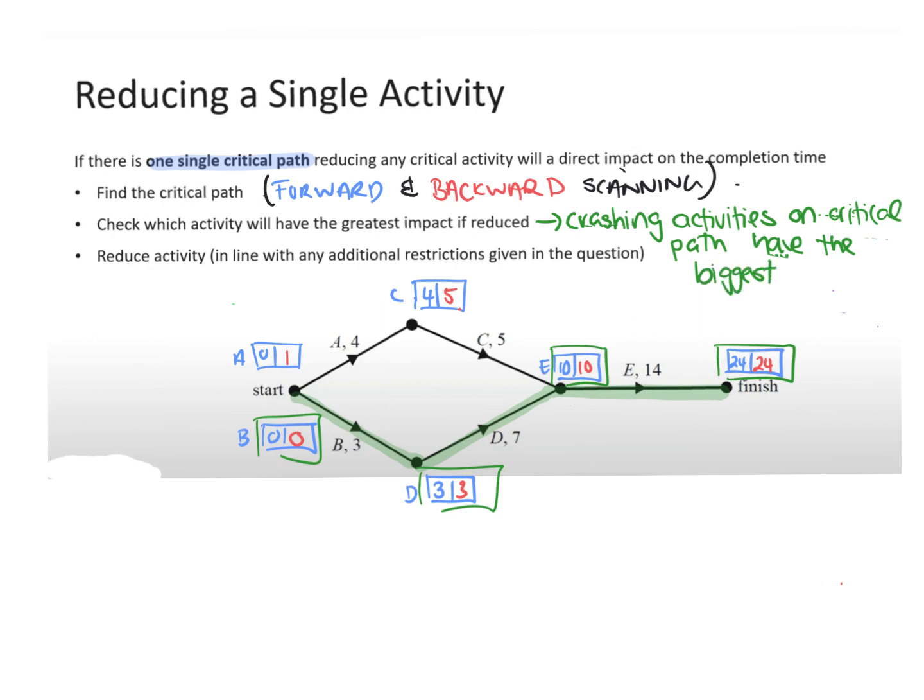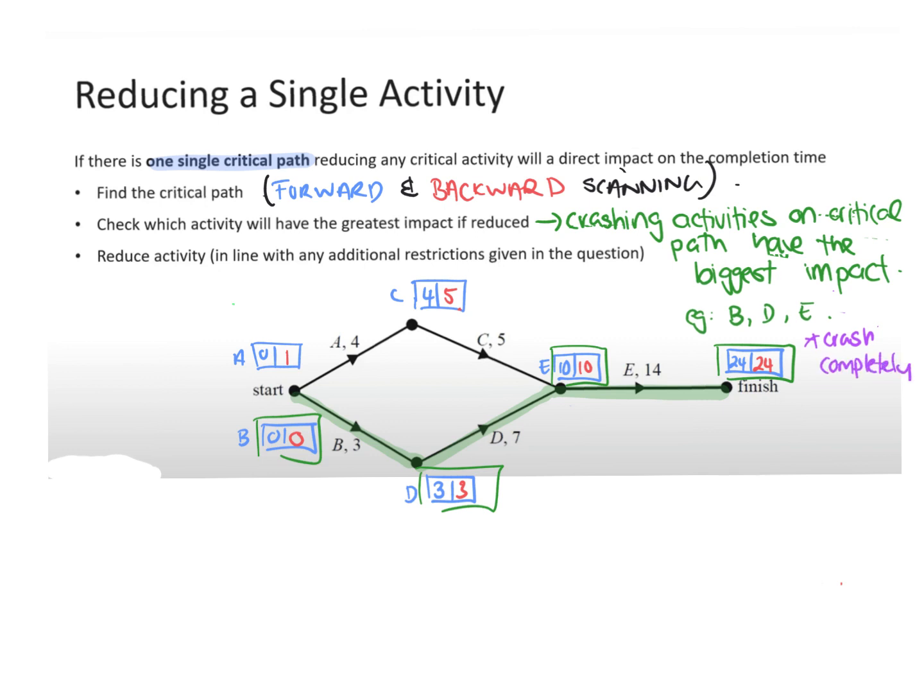So we want to have the biggest impact. In this example, we're going to either crash B, D, or E. Often they give you restrictions as well. Sometimes they'll say you can crash B by 1 day, which means you can reduce it. When you're not given any other restrictions, you crash the full amount. So we're going to crash completely.